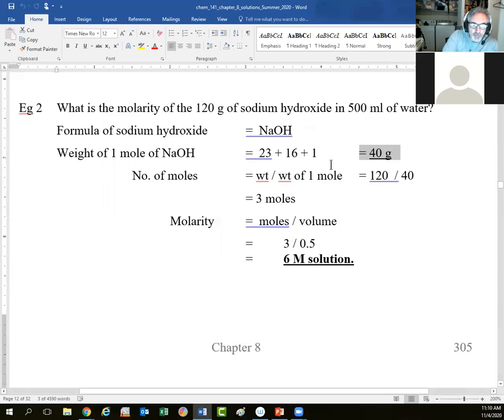So to work out the number of moles, we take the weight, which was 120 grams, divided by the weight of a mole, which is 40. So that comes to 3 moles again. So the molarity, moles divided by volume, would be 3 moles divided by that 0.5 litres, the 500 millilitres, divided by 1,000 to turn it into a litre. That gives us a molarity of 6 molarity. For every litre of solution, there's 6 moles of the sodium hydroxide solute.